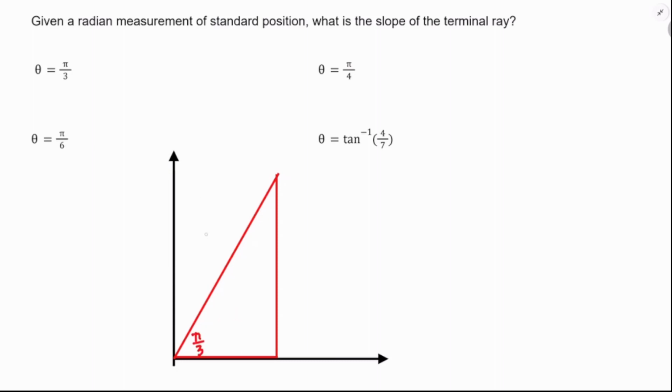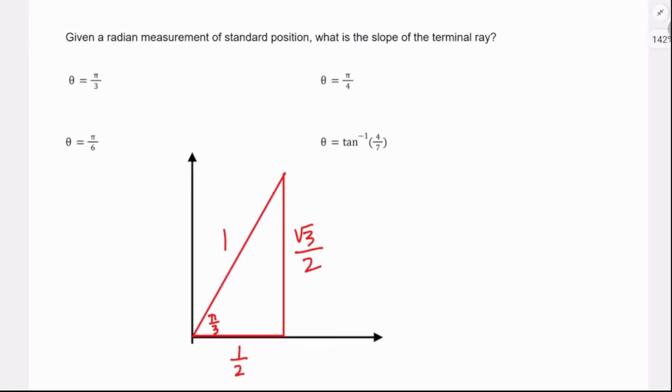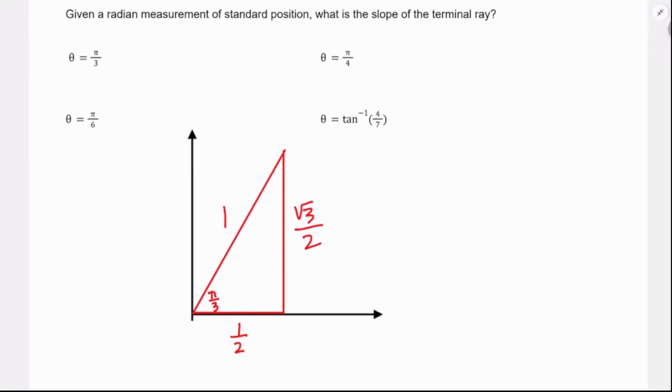For a reference triangle, the hypotenuse is 1, the short leg is a half, and the longer leg is root 3 over 2. Now the slope of the terminal ray, and pardon me, I thought you could see all that. The slope of the terminal ray is, well, the hypotenuse is the terminal ray, so maybe I'll just extend that a little bit. The slope is rise over run, but this point that I'm labeling here is x equals 1/2 and y equals root 3 over 2.